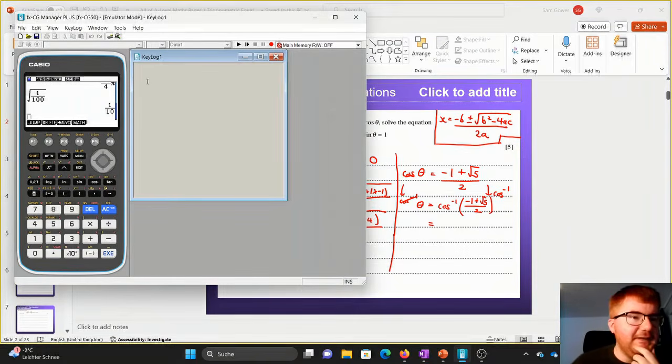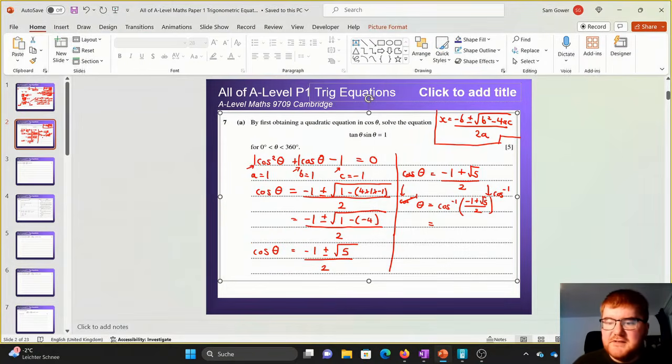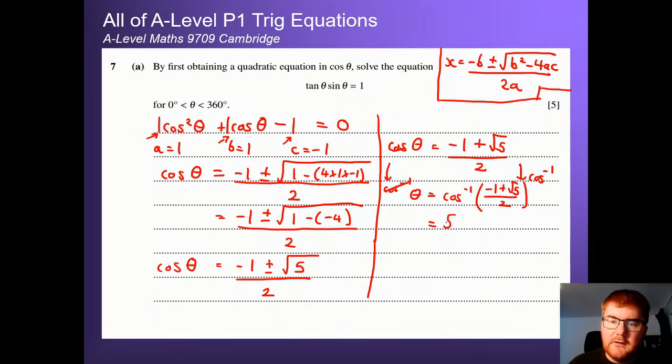Okay, so I've got my CG50 here. I do like this. It's a graphical calculator. You shouldn't use it for A level, but I can do all the functions we need to here. So first of all, we're going to go Shift and inverse cosine. Then we're going to set up our fraction. So we have minus 1 plus, and we want the square root button, so root 5 over 2, close brackets, press enter, and we get 51.827. Again, I usually write down lots of decimal places, dot dot dot degrees. Okay, now we'll come back to the other solution in a moment.